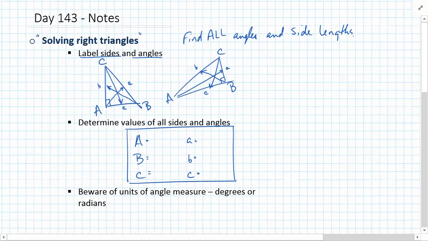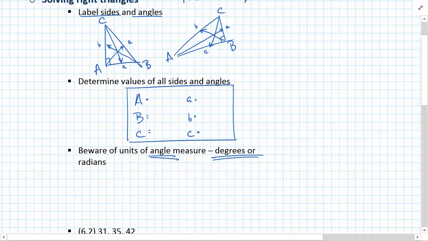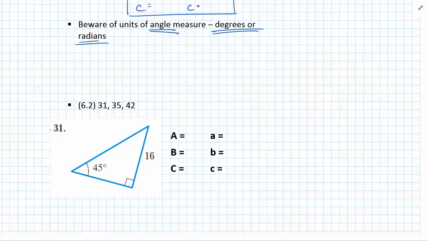The only thing that you have to be really careful of is that you understand your units of measure for each angle. Some of these problems will be presented to you with angles in degrees. Some of them will be presented to you in radians. So it's very easy to switch between degrees and radians in your calculator. We'll show you how to do that with a couple examples that we see here.